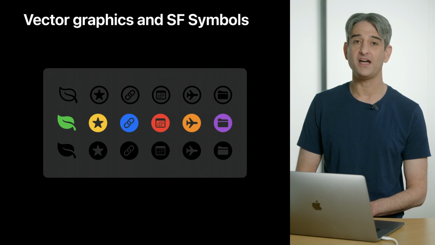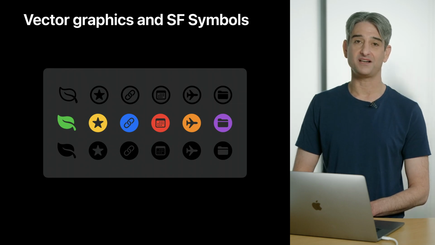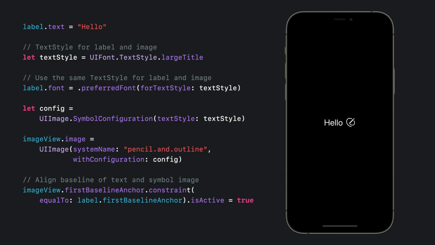They come in a wide range of weights and scales that automatically align with text labels, and Dynamic Type is supported out of the box. Here's some code to get you started using SF Symbols in your project. This code snippet shows how a similar text style can be applied to both a label and a symbol image. A baseline constraint keeps the label and symbol image aligned perfectly.